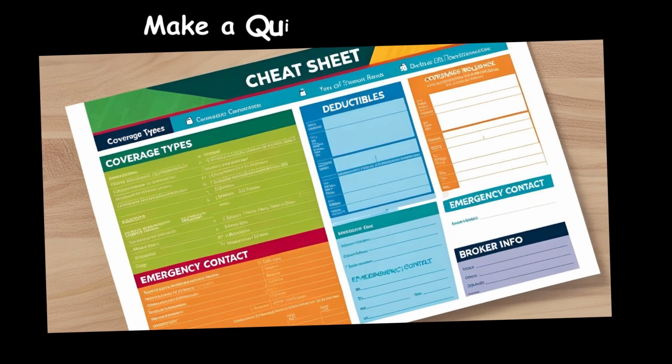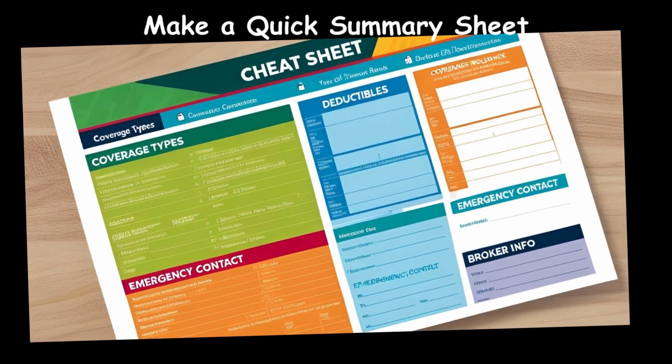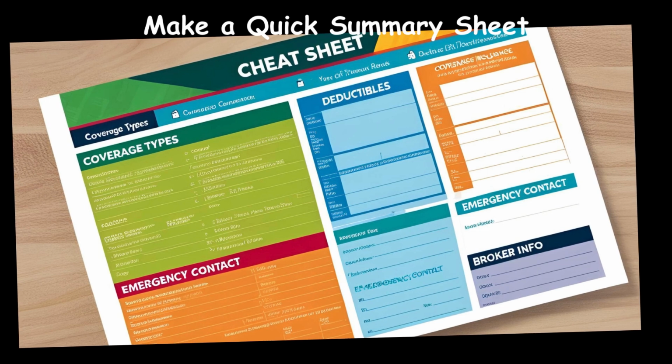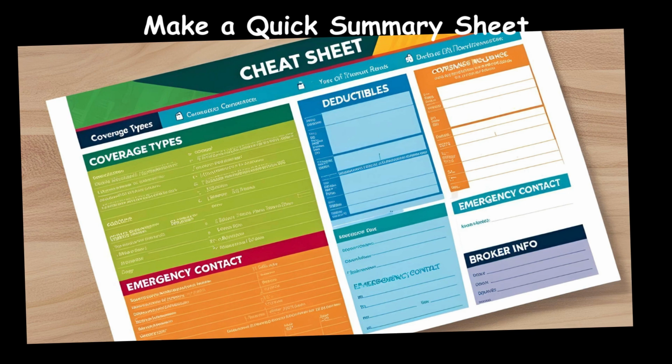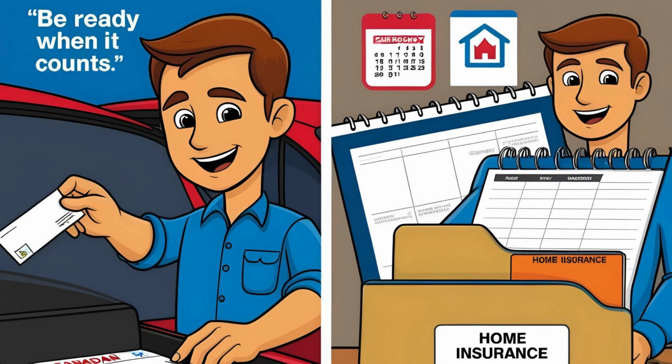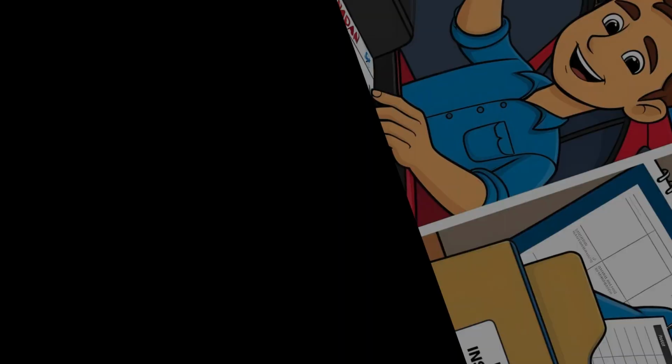Lastly, create your own insurance summary sheet. List your policy numbers, coverage types, and limits, deductibles, broker's name and phone number, and emergency claim phone numbers. Keep this information in your glove box for car insurance or in your home files for property insurance. This way, you're never scrambling during an emergency.